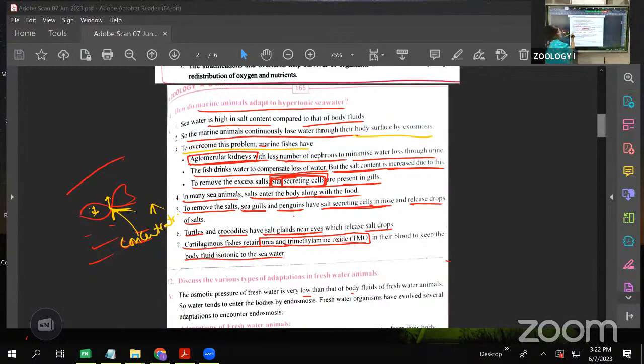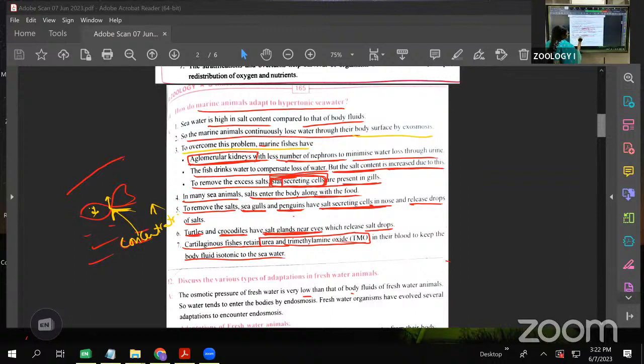Next, many sea animals take the salt along with the food, for the purpose of removing it. Seagulls and penguins have salt-secreting cells in the nose. Next are the turtles and crocodiles. They have salt glands near the eyes for removing the salt.